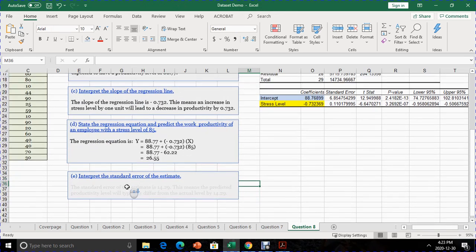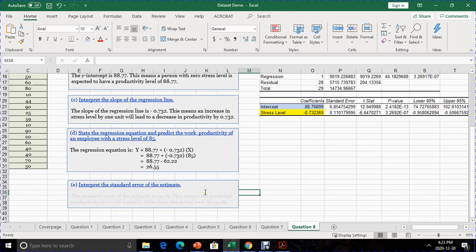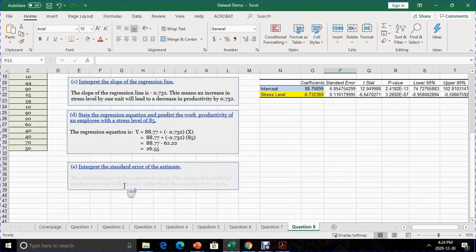Then the E question asks to interpret the standard error. The standard error is given as, this is our standard error of the estimate, 14.28753. Now to 2 decimal places, that takes you to 14.29. So the standard error of the estimate is 14.29.